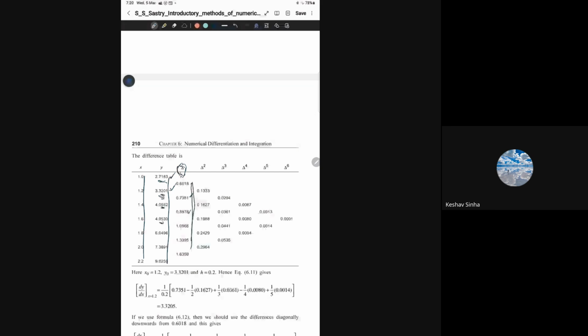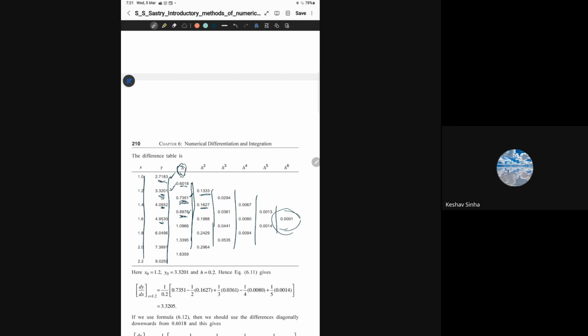What is delta square? Delta square means delta of delta. So you want to find this one, so take the difference between this one and this one. You want to find this one, so you have to take the difference between this one and this one. So this is how we find delta square. We find delta cube, delta 4, delta 5, and finally delta 6.